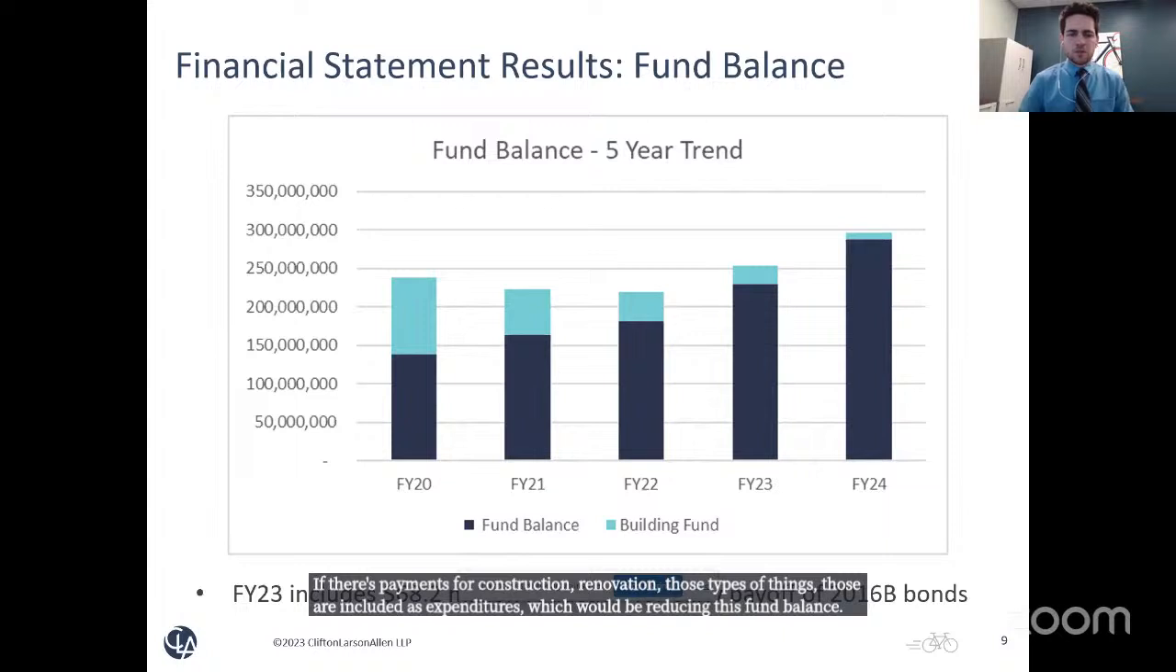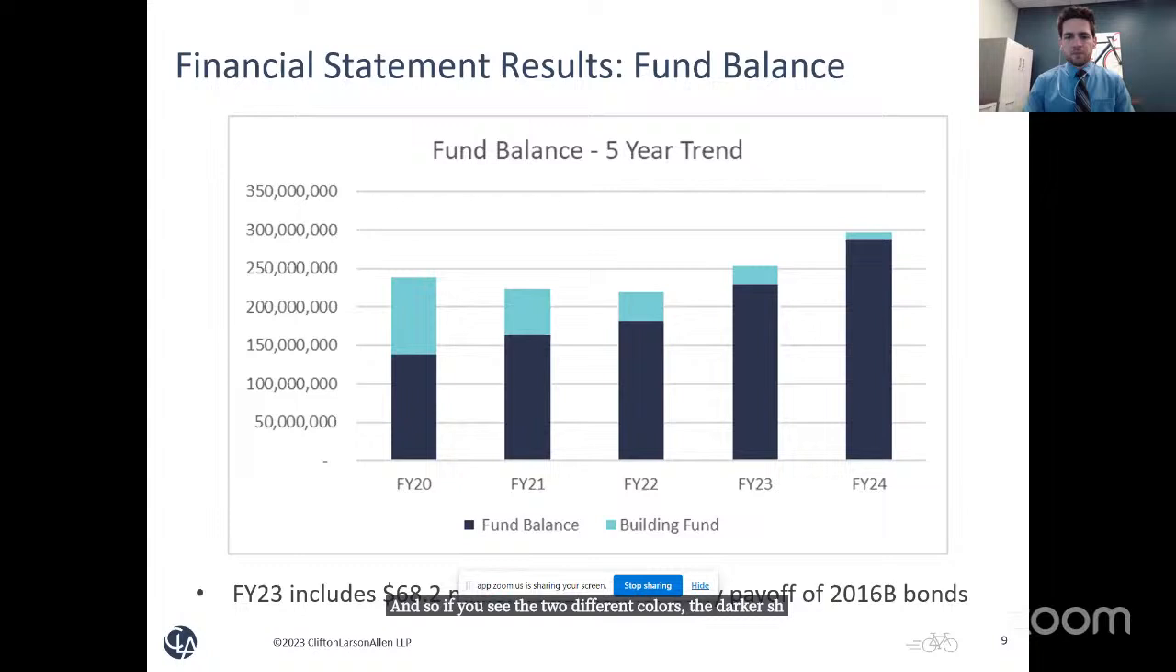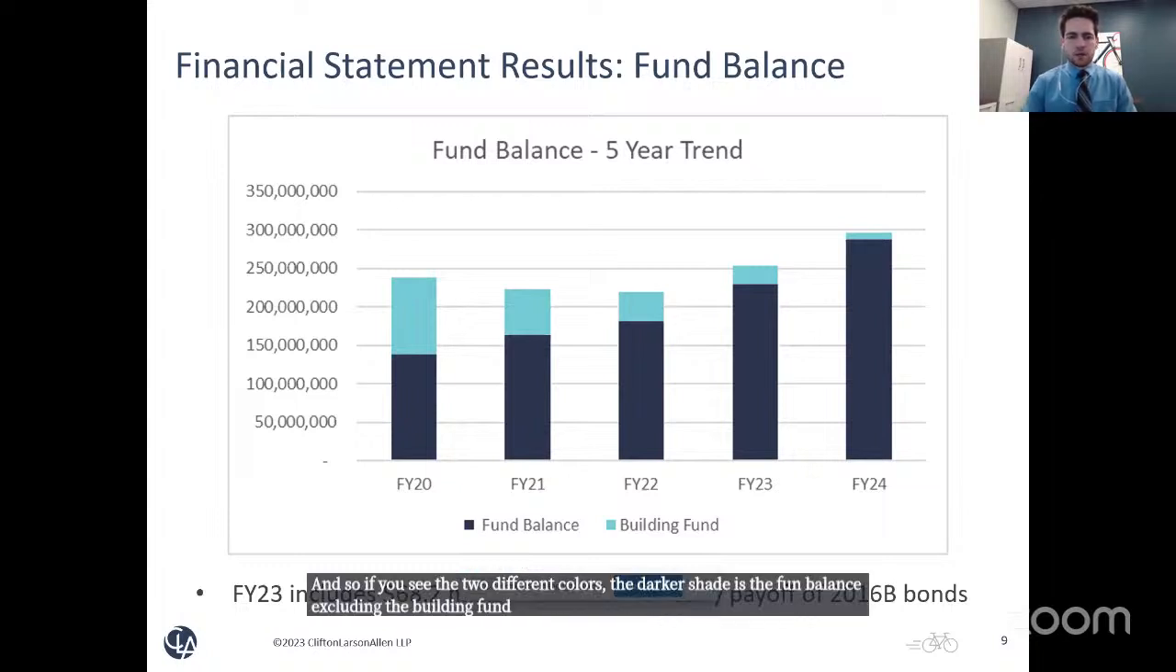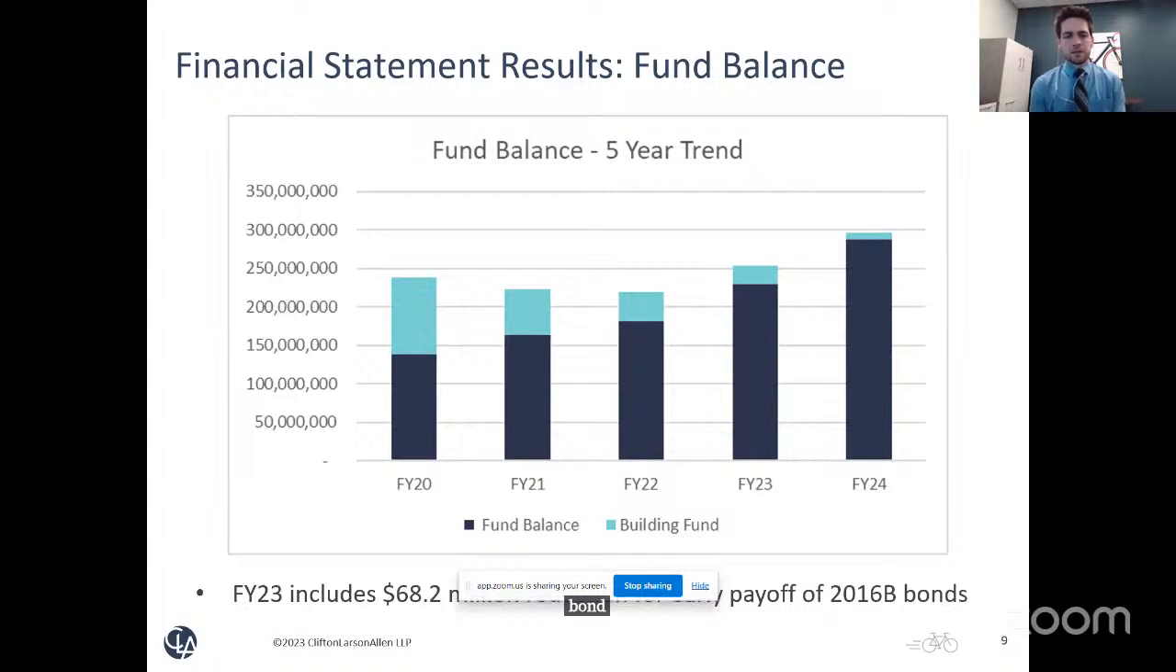If there's payments for construction, renovation, those types of things, those are included as expenditures, which would be reducing this fund balance. And so if you see the two different colors, the darker shade is the fund balance excluding the building fund, which is the kind of lighter greener shade. That building fund is almost entirely bond proceeds. And so if you see in fiscal year 2020 that there's a decrease to fiscal year 2021 in the fund balance, but that's really relating to that green part of the shading decreasing, which would be a spending down of the bond proceeds, which would be required to be spent within a couple of years after issuance, and really would be an expected decrease. So the darker shade showing that that's gradually increasing would be showing that excluding those bond proceeds, there is a gradual strengthening of the district's overall financial position, at least from an absolute dollar perspective, over the last 5 years.